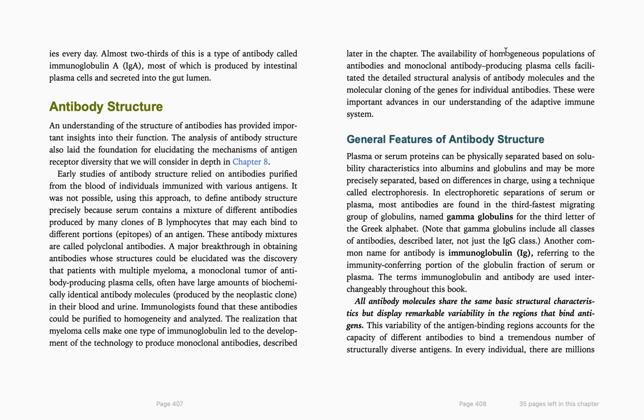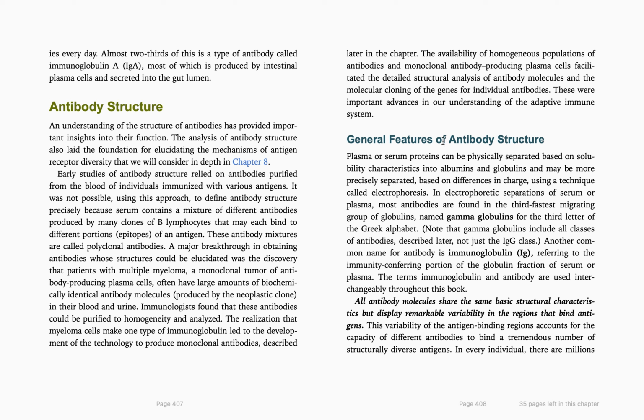The availability of a homogeneous population of antibody and monoclonal antibody-producing plasma cells facilitated the detailed structural analysis of antibody molecules and molecular cloning of genes of individual antibodies. These were important advances in our understanding of the adaptive immune system.